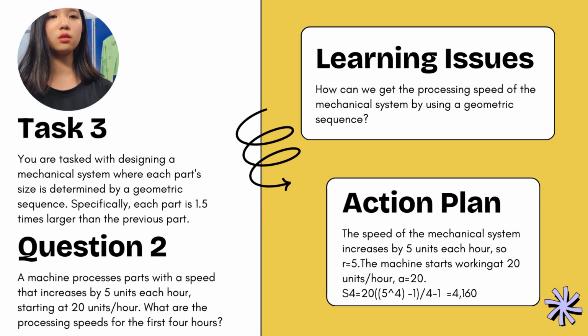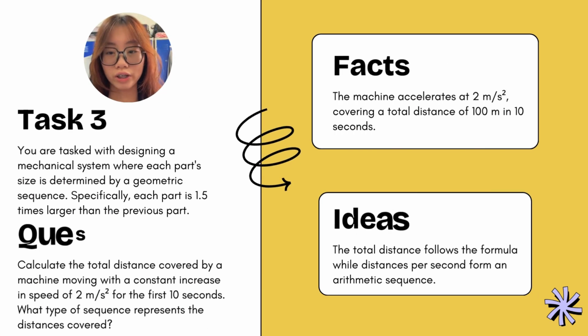Action plan of this question is the speed of the mechanical system increases by 5 units each hour, so R equals 5. The machine starts working at 20 units per hour, A equals 20. So we can get S4 equals 20 times 5 to the power of 4 minus 1 over 4 minus 1 equals 4,160.